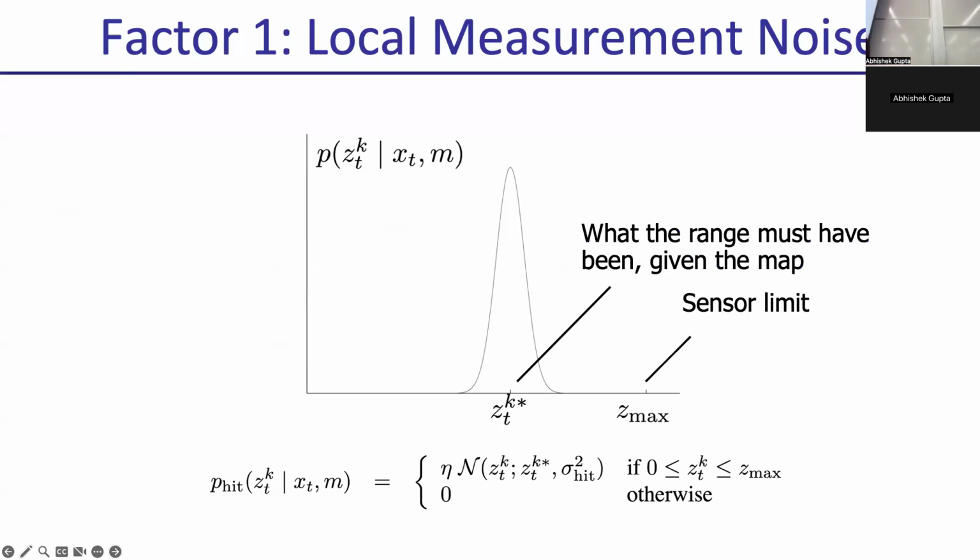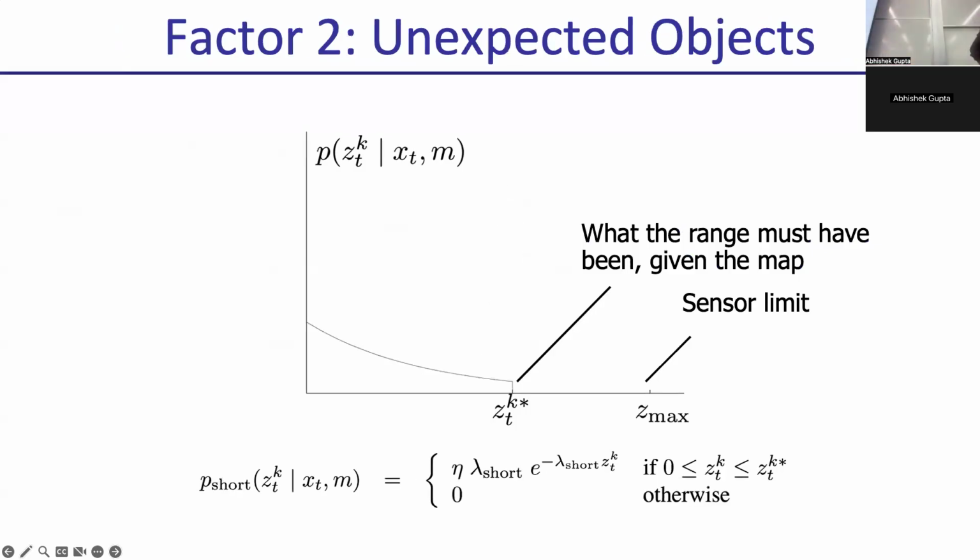The second type of error we're going to think about is that of unexpected objects. It's basically saying you have a map of the world, and then suddenly someone comes in front of the map, or something passes by, like a cat, or something else that is unexpected. The question is, what is the likelihood of getting values that are shorter than the true distance because of unexpected objects?